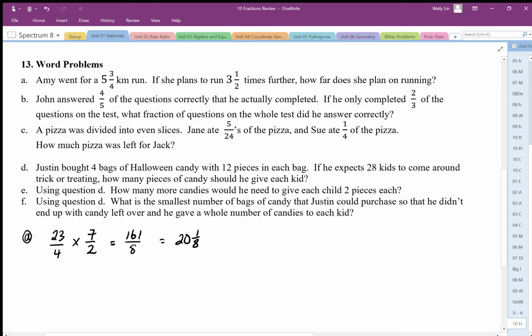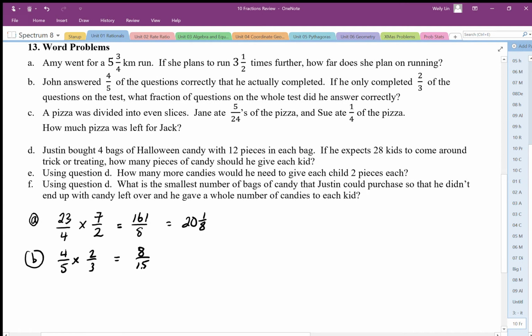So for part B, it says John answered 4/5 of the questions correctly that he actually completed. He only completed 2/3 of the questions on the test. So what fraction of the whole test did he answer correctly? So he basically has 4/5 of 2/3. So you can just do 4/5 times 2/3. So he answered 8/15 of the test correctly.